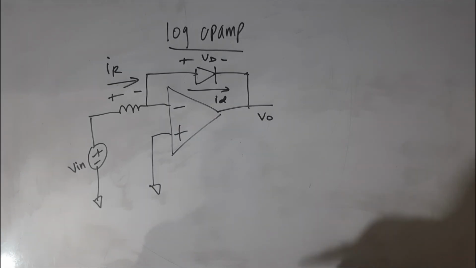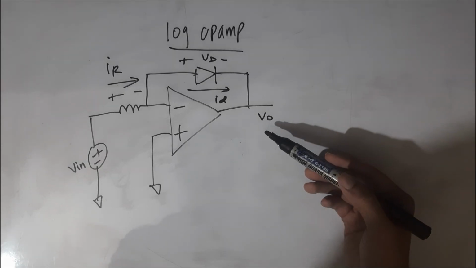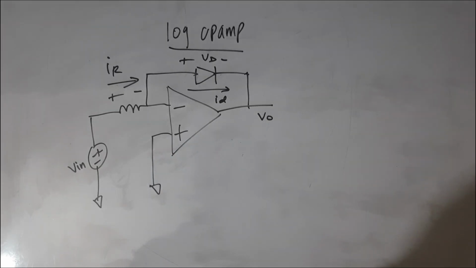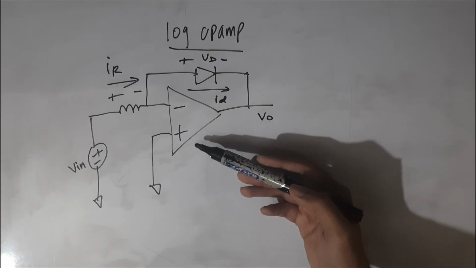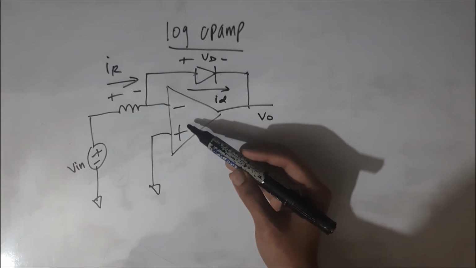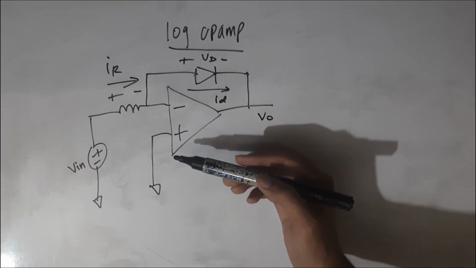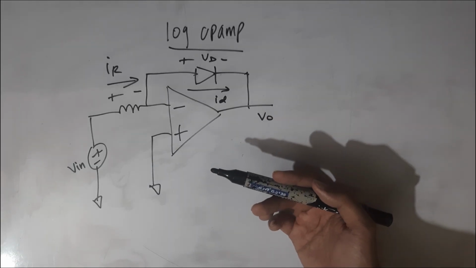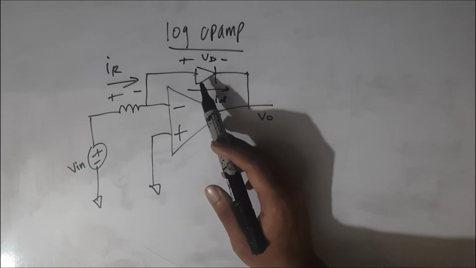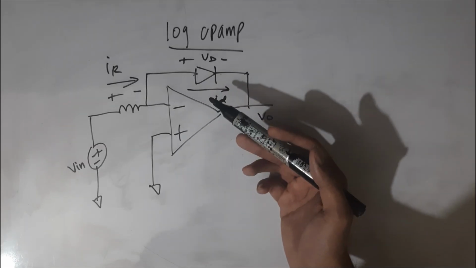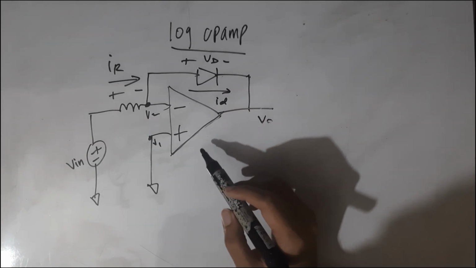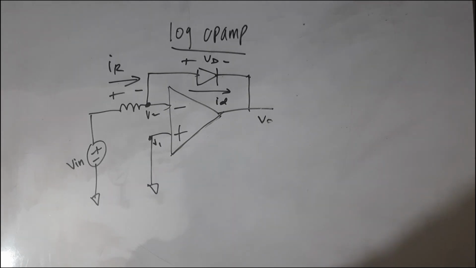Today we're going to implement a logarithmic function using an operational amplifier, where the output voltage of the circuit is directly proportional to the log of the input voltage. So we take an op-amp and ground the non-inverting terminal of the op-amp. The schematic is very similar to an inverting amplifier, where the only difference is the resistor at the feedback is simply replaced with a simple diode. We will analyze the circuit and derive a relationship between V0 and Vin.